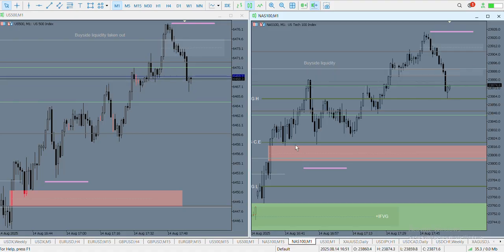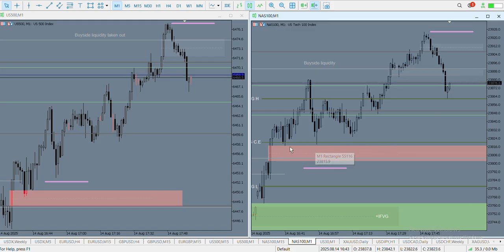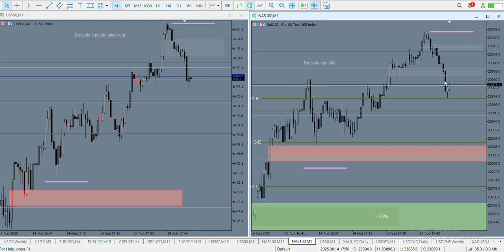So I talked about these relative equal lows here. These are sell-side liquidity resting here, just above this first present fair value gap. So I'm looking at this inefficiency here.